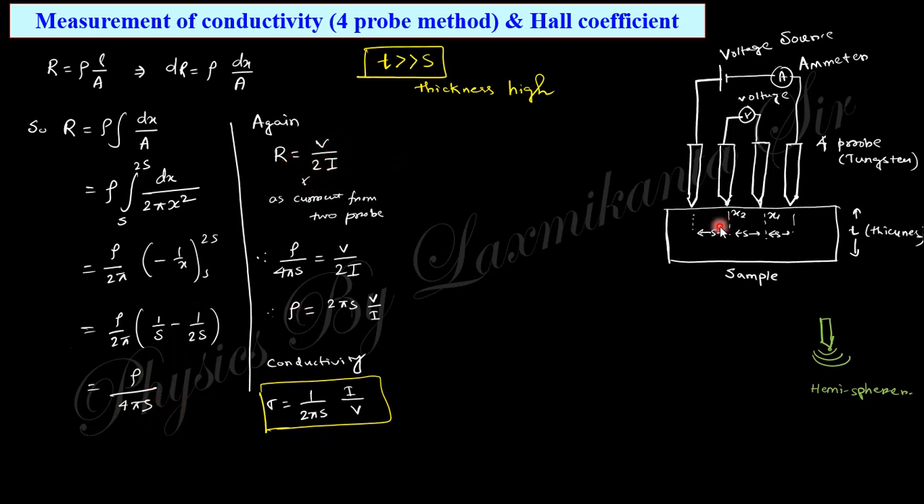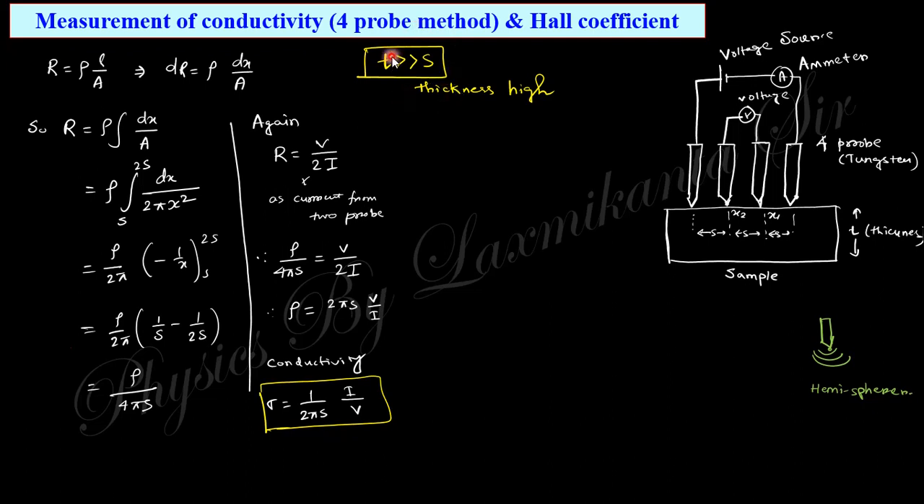Why use 2I? Because of these two ports, there is one current and there is another current, that's why 2I. So comparing, you will get the expression of conductivity. So using this 4-4 method, you can easily find out the conductivity. Using this relation, you obtain the value of I from this ammeter and the voltage from the voltmeter. So using this I and V, you will obtain the conductivity.